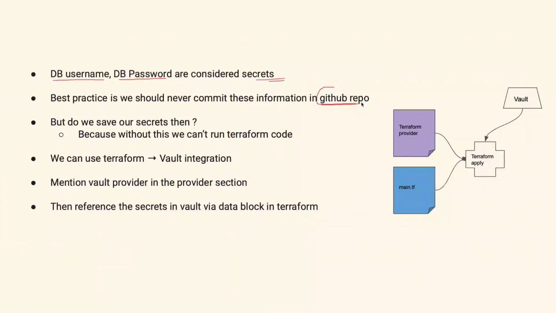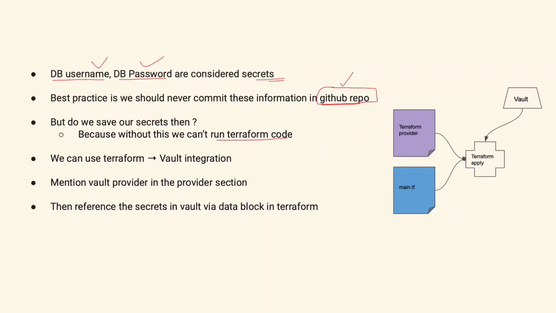If you commit something in the GitHub repository, it is an open invitation for someone to get this piece of information, that is the DB username and password, and they can log into the machine or database and delete everything. So why am I speaking of the GitHub repository? Because you will store your Terraform code in the GitHub repository. Hence, it is important that you don't commit the DB username and password inside the GitHub repository. So where do we store this information then? Because without mentioning a DB username or DB password, it is not possible for us to run our Terraform code.